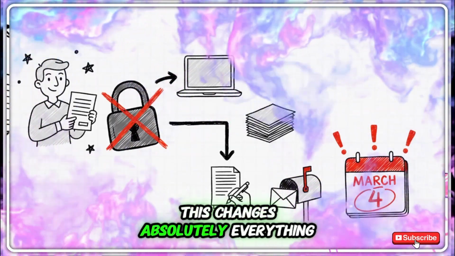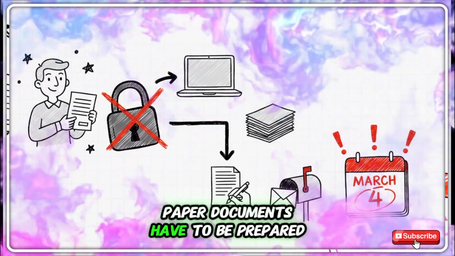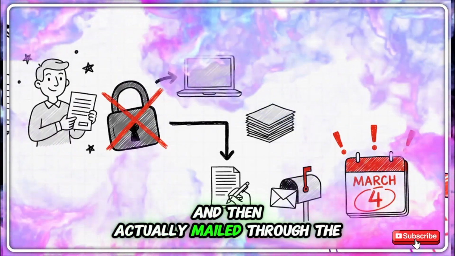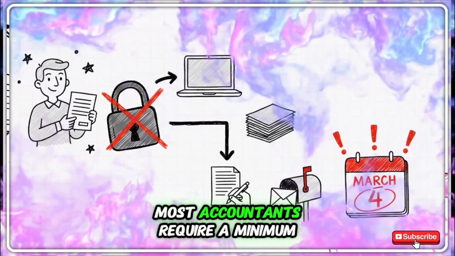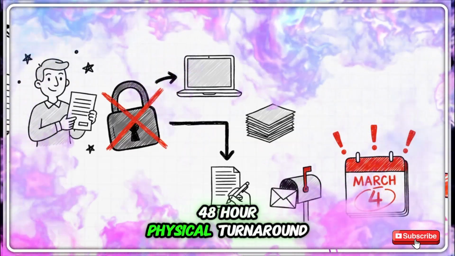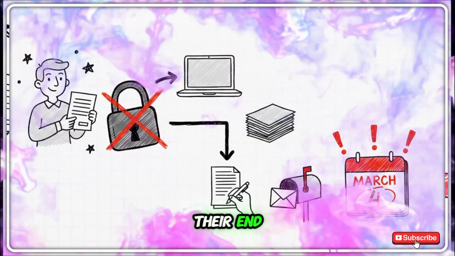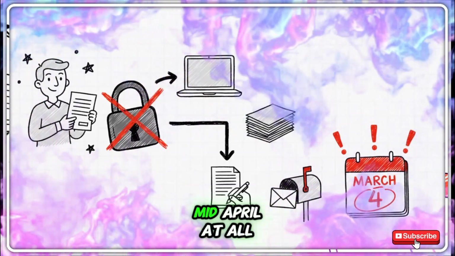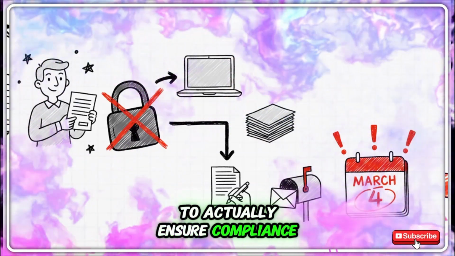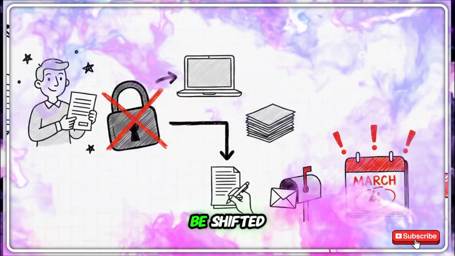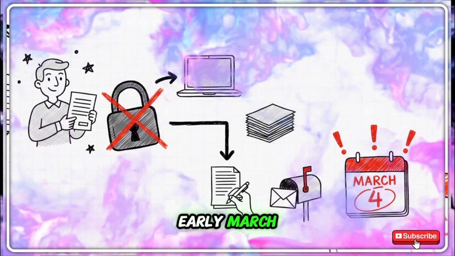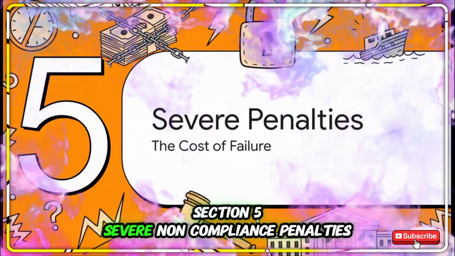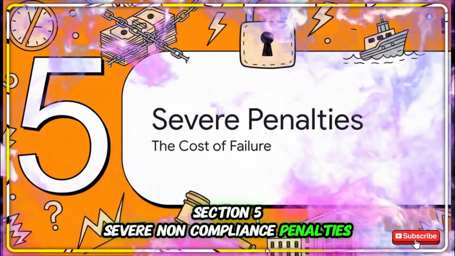This changes absolutely everything. Paper documents have to be prepared, physically or digitally signed, compiled, and then actually mailed through the postal system. Most accountants require a minimum 48-hour physical turnaround just to process this on their end. Therefore, your true practical deadline as a foreign owner isn't mid-April at all. To actually ensure compliance, your preparation timeline has to be shifted all the way back to early March. Which brings us to our final section, Section 5, Severe Non-Compliance Penalties.